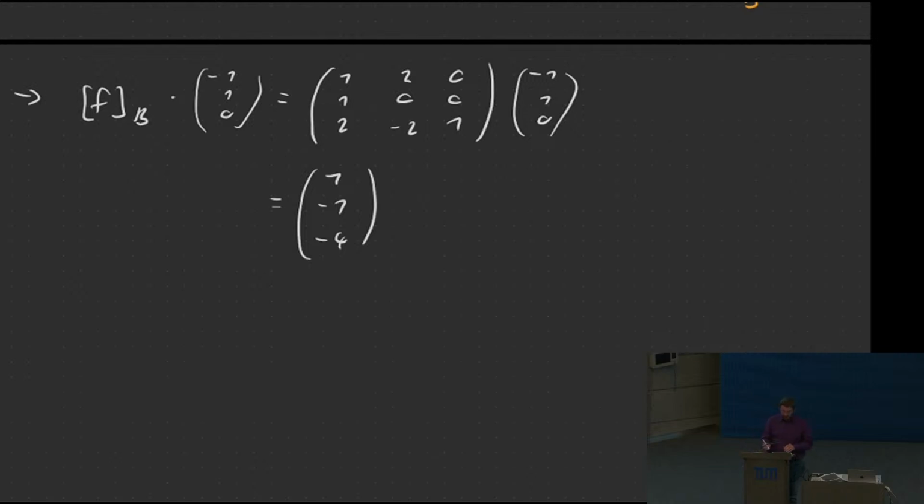So this is the result of this F_B, and remember, F_B outputs B coordinates, right? So this here is in B coordinates. We want the C coordinates of that thing. Right? So that's the next thing that we need to do. We need to determine the C coordinates. How do we do that?